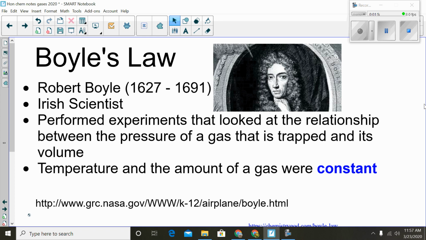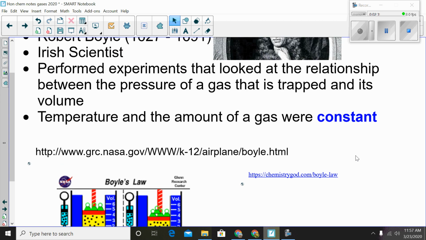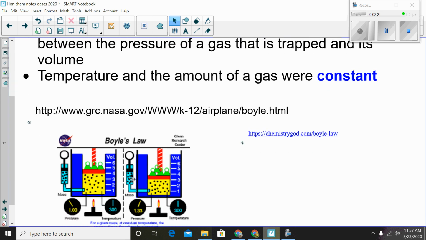So he's an Irish scientist, and he performed experiments that looked at the relationship between the pressure of a gas that is trapped and its volume. So these would be the letters P and V. The temperature at which he did this and the amount of gas that he used were constant. So T and moles will not be involved in this law. Now I have a couple websites to help you understand this. We have the NASA website, which I will show you second. I'd like to show you this one first.